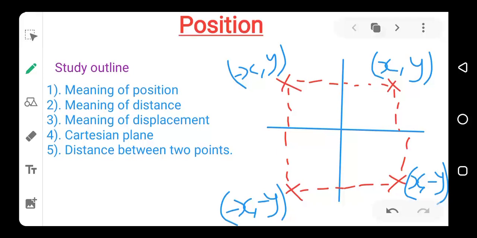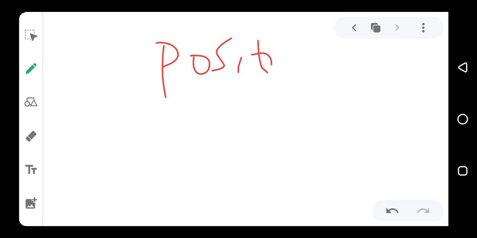Now, position. What is the meaning of position? Position means the location of an object in a space. The location of an object in a space.